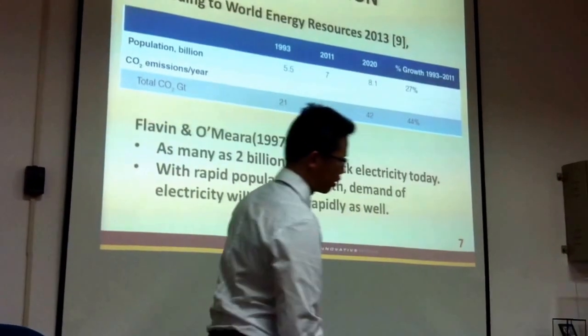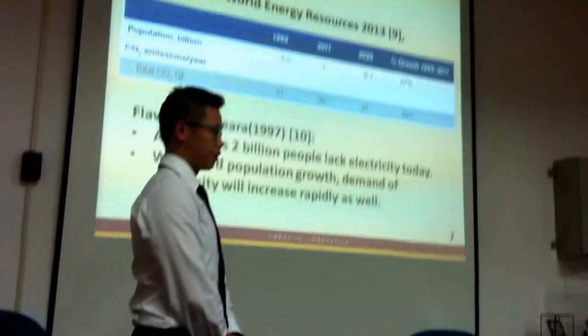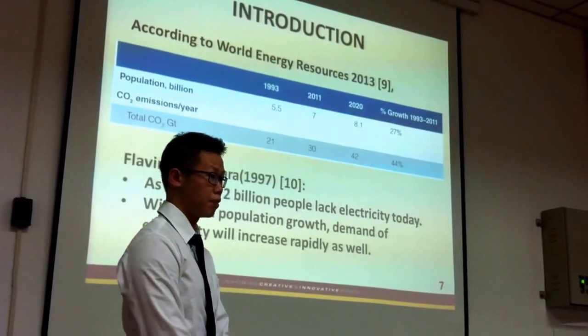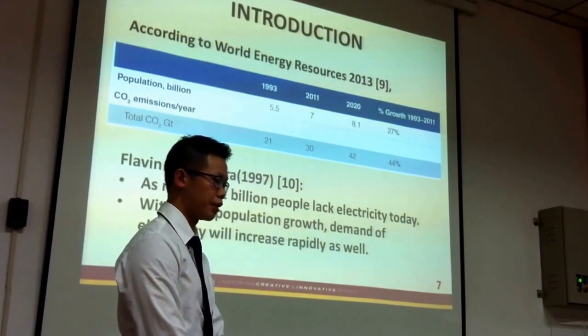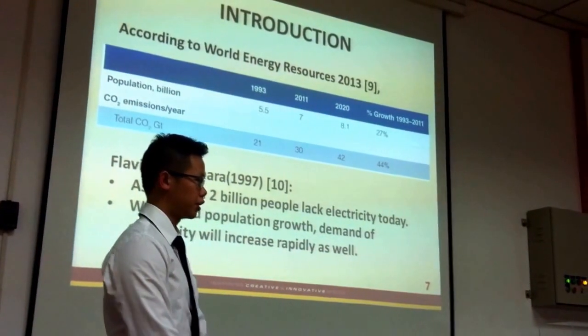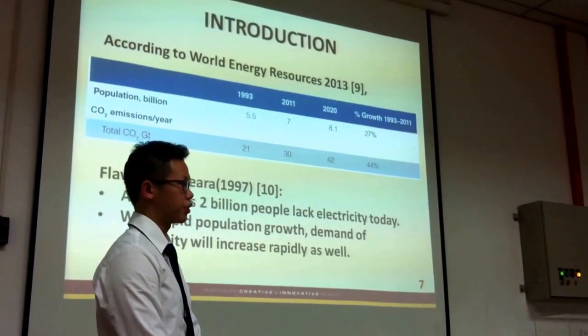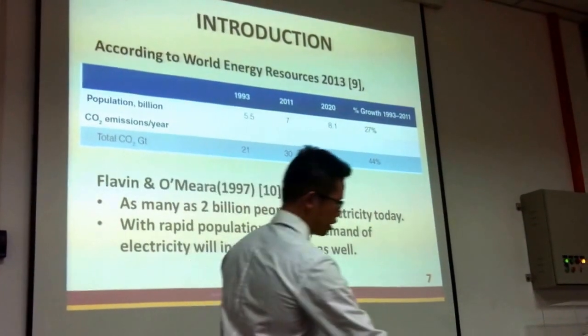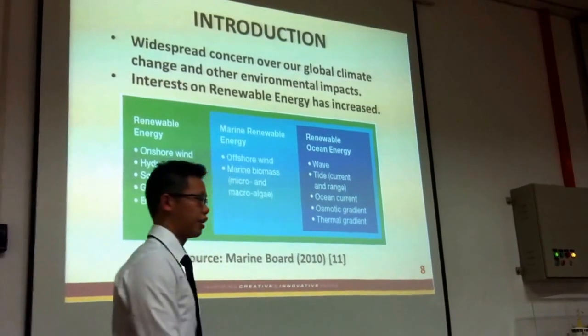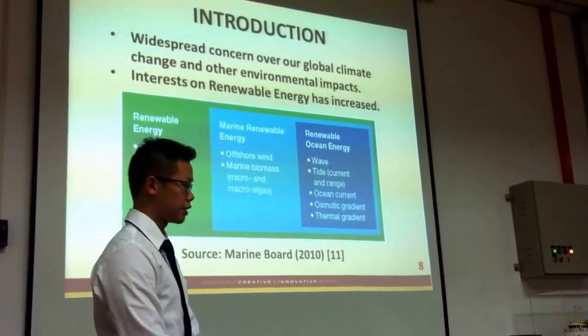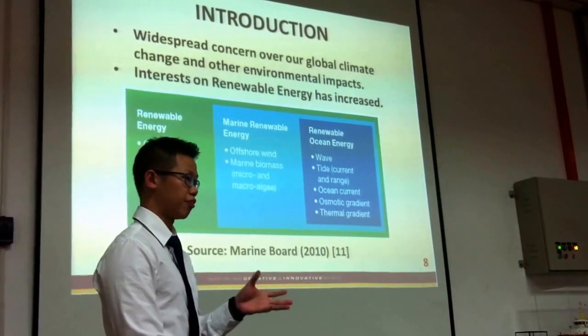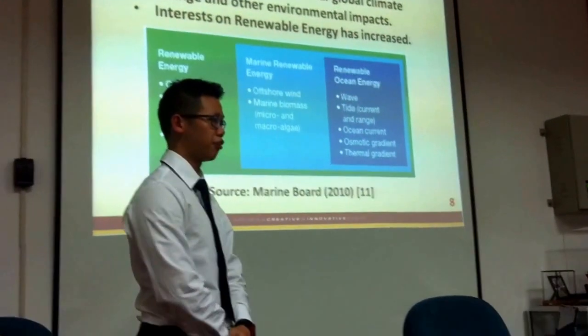A brief introduction. According to Flavin and O'Meara, as many as 2 billion people today lack electricity. With rapid population growth, the demand for electricity will definitely increase. The topic that I'm focusing on today is the overtopping wave energy device, which is part of wave energy devices, which are a part of renewable energy.